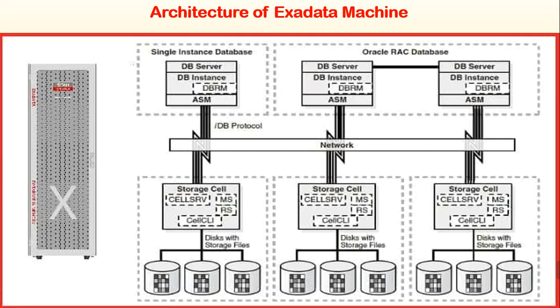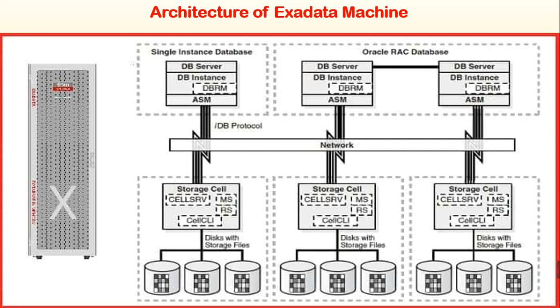Here is the architecture of the Exadata machine. This is a rack machine, with a single instance database and an Oracle RAC database. Here is a DB server, DB instance, DBRM, ASM, the iDB protocol in between in the network layer, and then the storage cell, cell services, MS, RS, CellCLI, and disks with the storage files, ASM. Okay. This is the configuration.